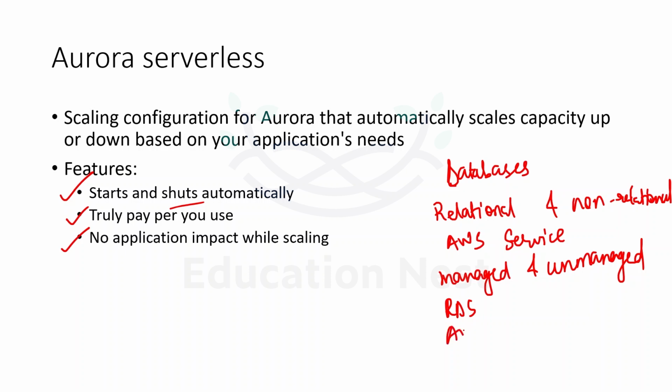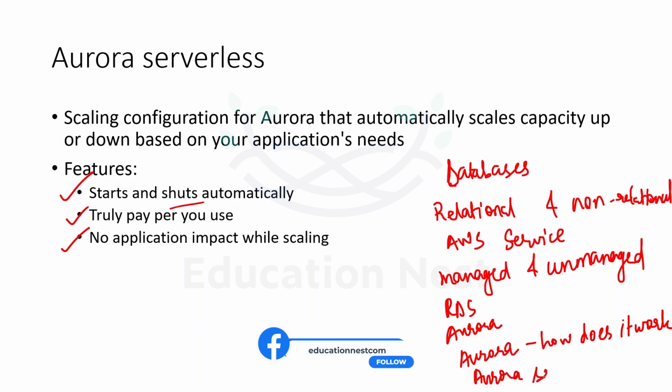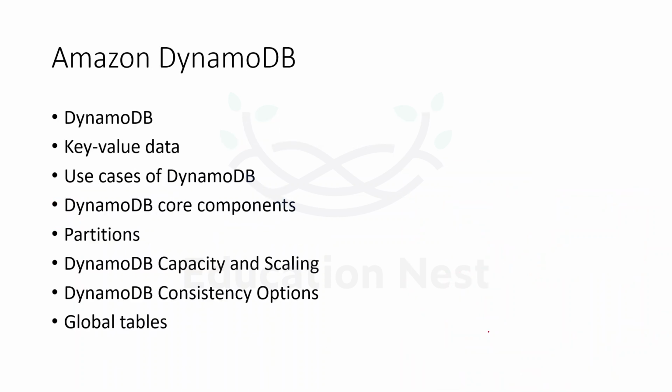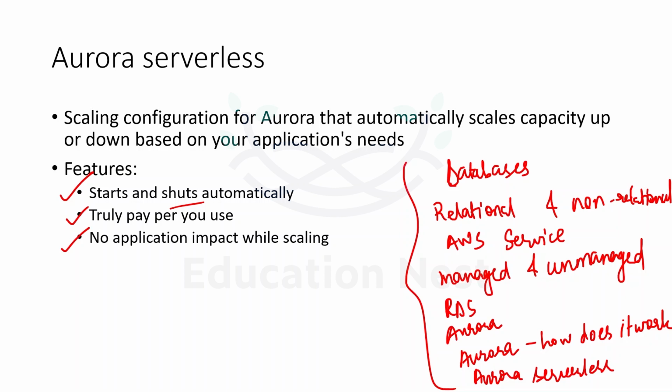At the end, we also discussed Aurora, how it works and why it is fast. So the working of Aurora was also discussed. And lastly, we have discussed Aurora serverless. So these are all the topics that we have discussed so far. The next topic that we are going to discuss is DynamoDB, but before we go to that topic, we'll be seeing a demonstration and understanding how RDS actually works.